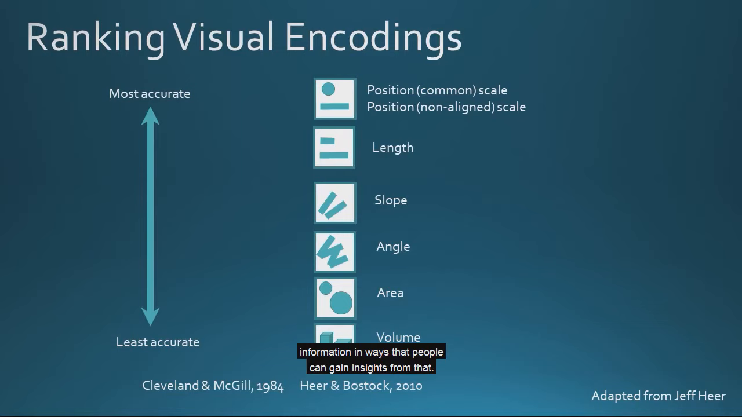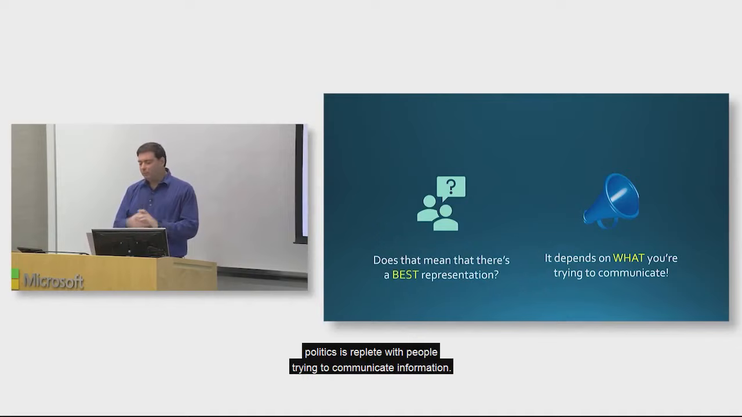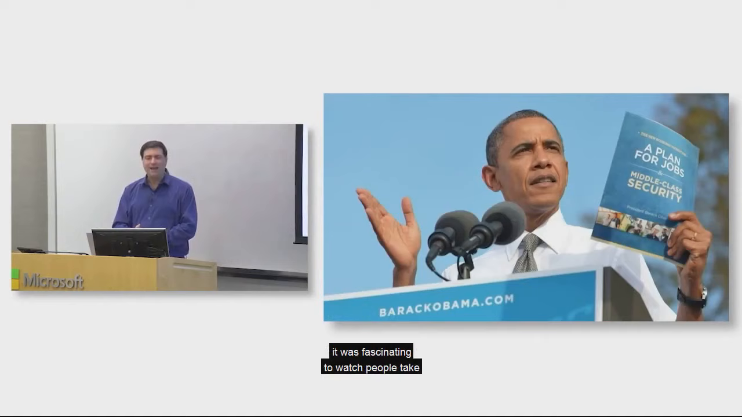So does that mean we now know there's a single best representation? You get some data, and now let me show it. Well, obviously not. It really depends on what you're trying to communicate. As I mentioned before, politics is replete with people trying to communicate information. A number of years back, when Obama was running for re-election, there was an argument with data going on in the media. It was fascinating to watch people take the same exact data and present it in very different ways.